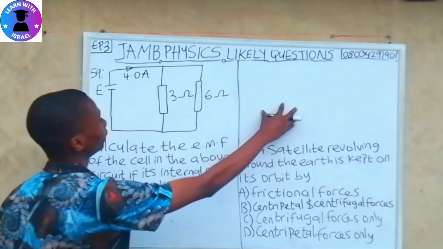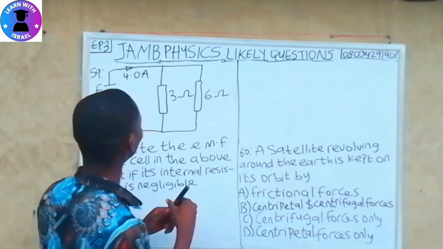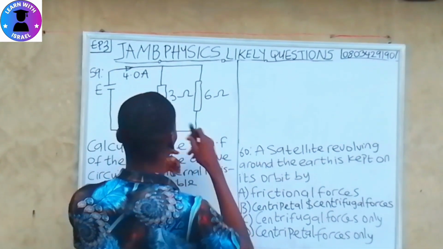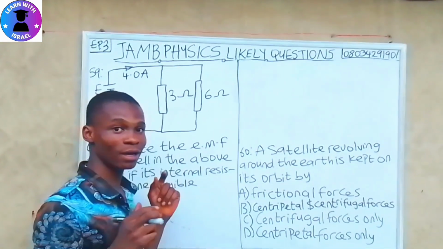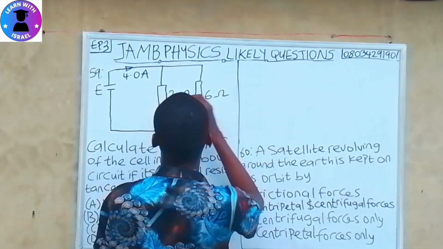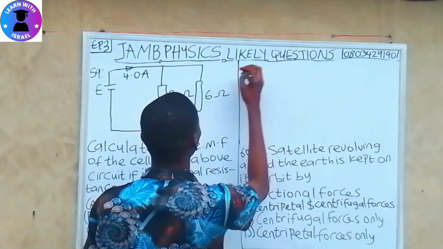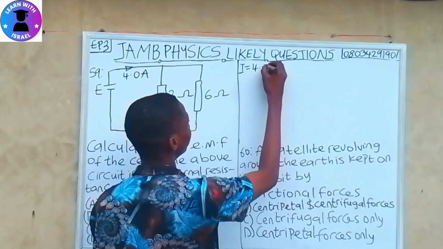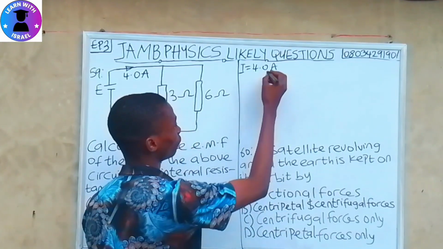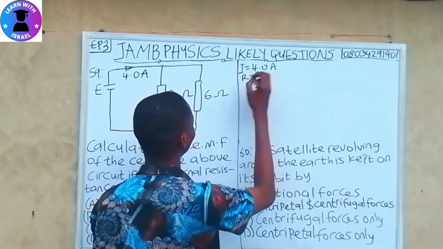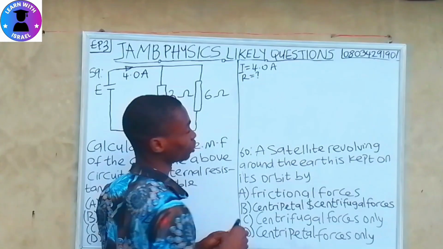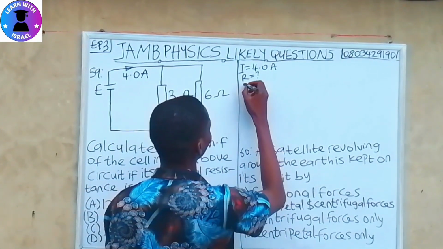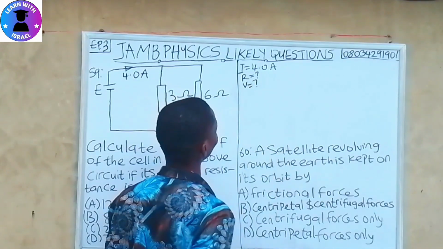So let's calculate here. We need to know our total resistance before we can know our EMF. I hope you know that the EMF is also known as the voltage. We are looking for the voltage. So our I, which is the current, is 4 amperes. So let's solve for total resistance because we have two resistances, 6 and 3. So I will look for our V.